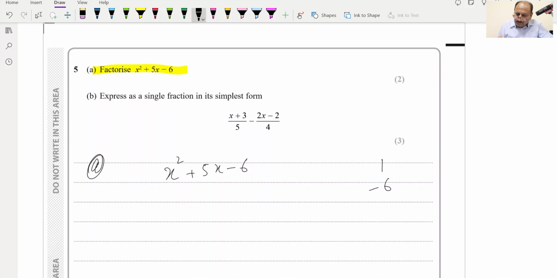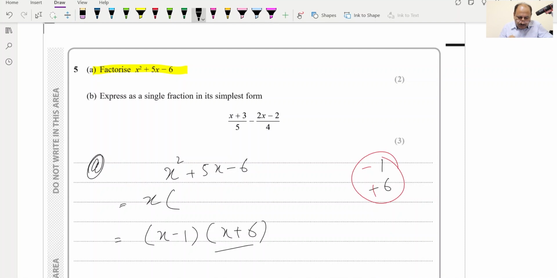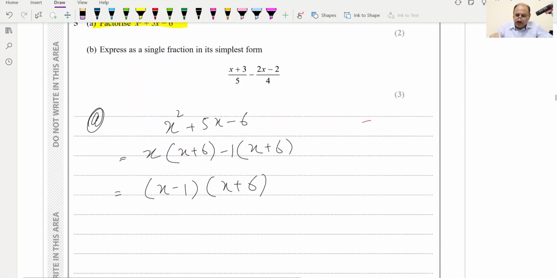So 1 and minus 6 are the values, so we will change the sign, it will be minus and this will be plus, and these values we will be using, and our equation factors will be x minus 1 and x plus 6. In the intermediate step we can write this x over here, x, and then this term x plus 6 and minus 1, which is this one, into x plus 6, and that is all, the factorization is done. This extra working we can remove.